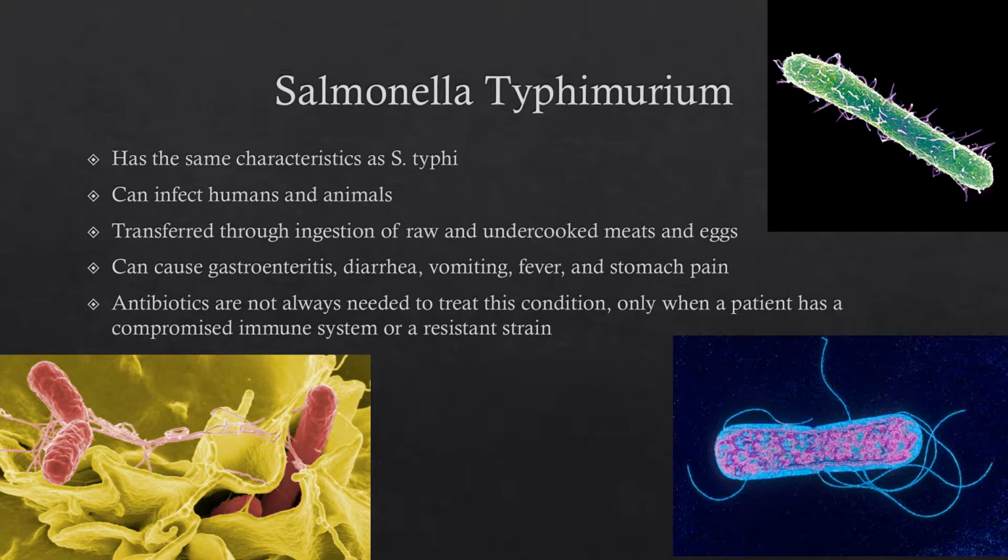Treatment with antibiotics is not always useful or used for every patient, but when a patient has a compromised immune system or a resistant strain, it is necessary. This bacteria can be transferred through the ingestion of raw or undercooked meats and eggs.